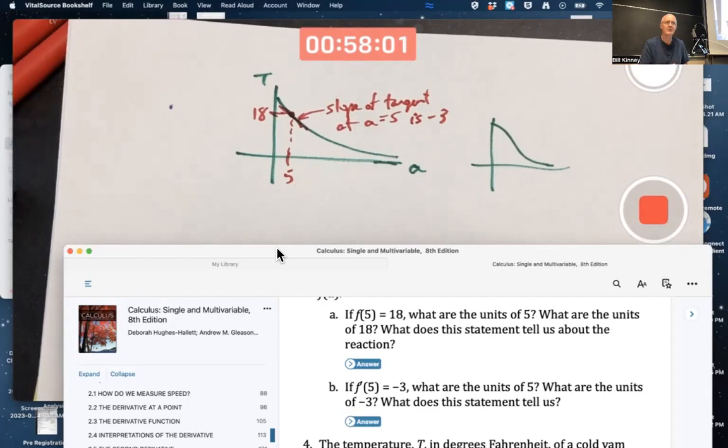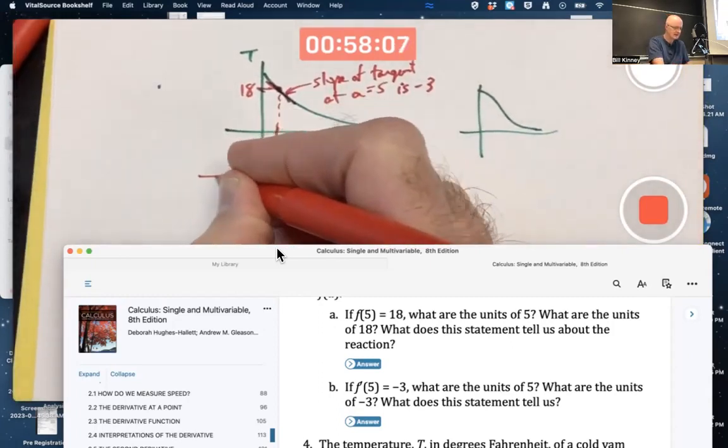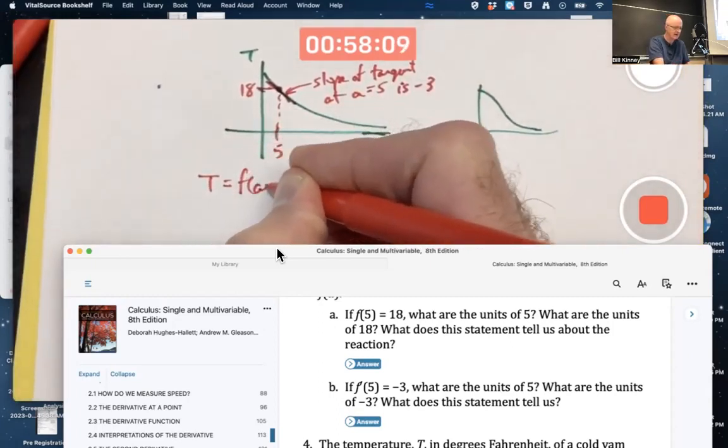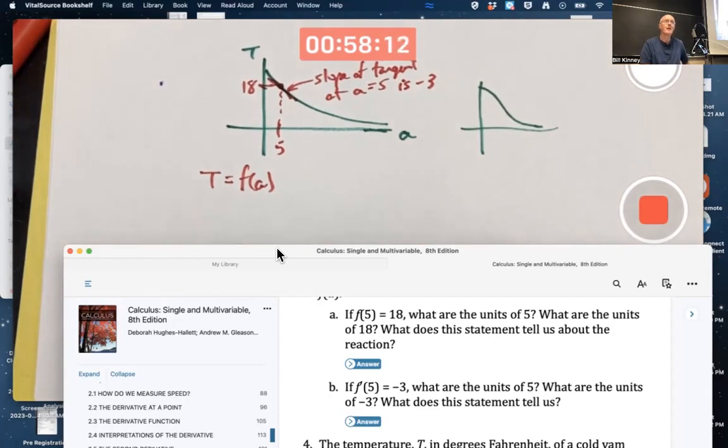I'm going to show you Leibniz notation again. I showed this to you last week. T again is a function of A. The Leibniz notation for the derivative writes the derivative as if it were a fraction. D something, D something.